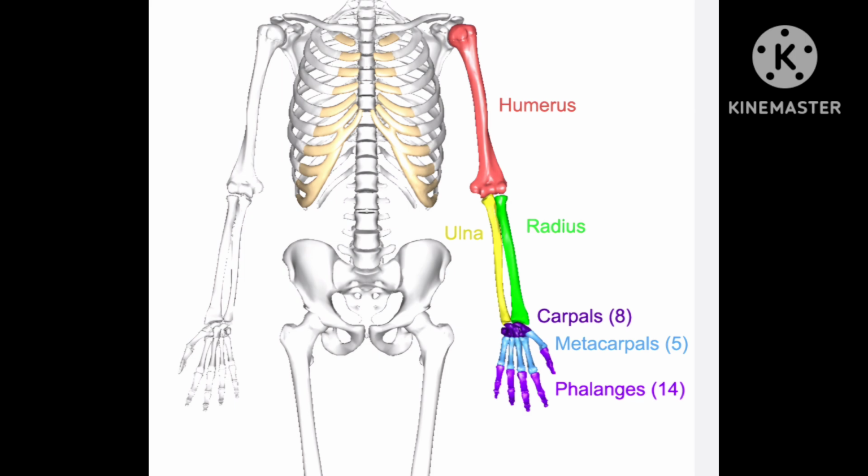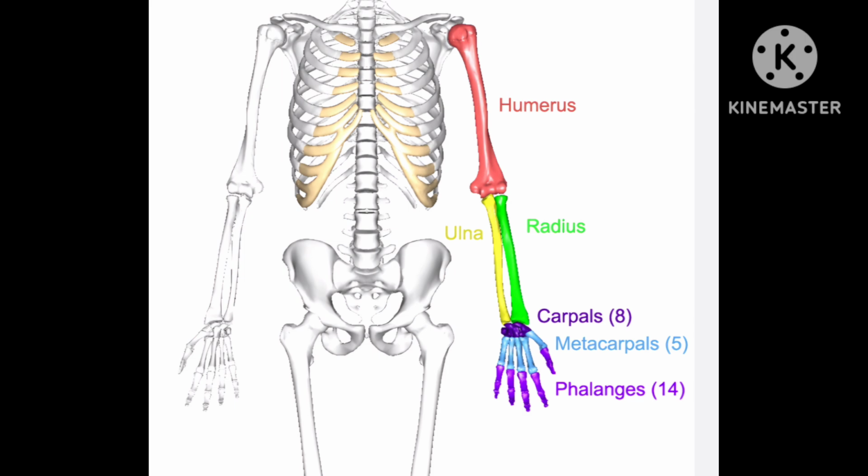So now we will move further down. Below the radius and ulna, we have 8 carpal bones. These carpal bones look like small pebbles actually. They are very small and short bones which are arranged in 2 rows in the wrist region. So the lower end of the radius and ulna and the carpal bones together make up the wrist joint. And this type of joint is called a gliding joint. The gliding joint will help us to rotate and also move the wrist in all the directions.